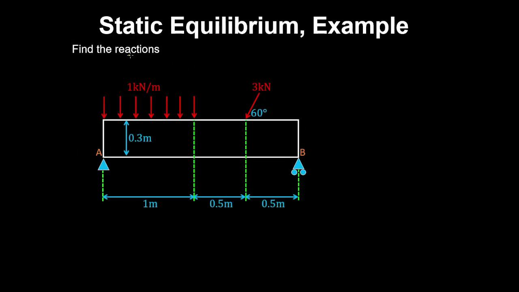Let's find the reactions for this simply supported beam. Well, at the pin we have vertical and horizontal reactions, and at the roller we have only a vertical reaction, acting on this beam which we took as a free body. Now we can resolve the oblique force into horizontal and vertical components. So using trigonometry, this would be 3 cosine 60 degrees, and the vertical component is 3 sine 60 degrees. And I'll draw the special trig triangle for your reference.